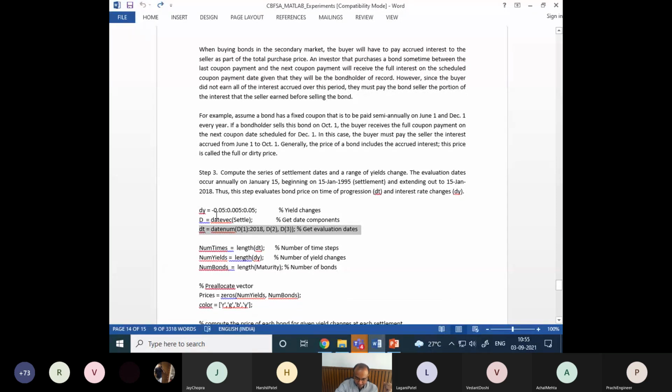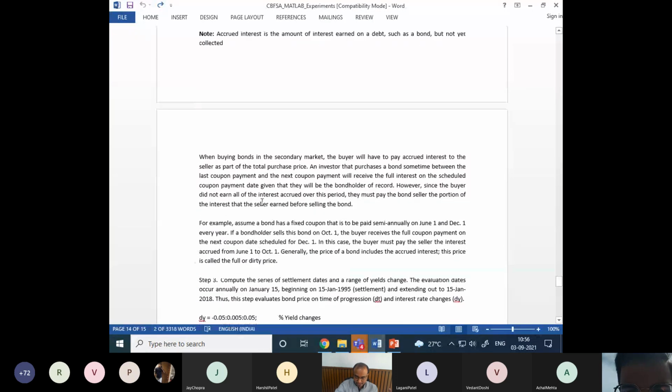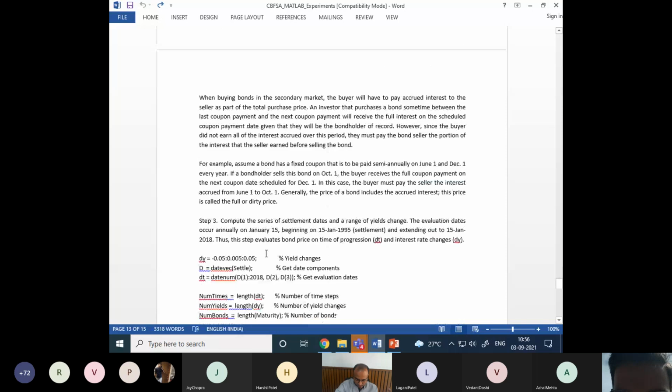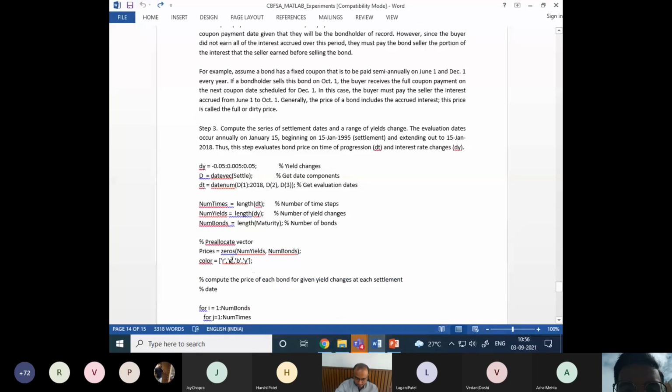Now there are vectors dy, dt as well as the number of bonds. I have 4 bonds, so I create the number of times, meaning how many evaluations I have to do, the time steps. So I find the length of dt in some variable. The number of yields, how many yields I am considering, depends on the length of the dy vector, and the number of bonds depends on the length of maturity. It is 4 actually. You can write 4 directly, but with the length of maturity, you can see there are 4 different bonds, so that is actually the length of this maturity vector. So there is the number of bonds.